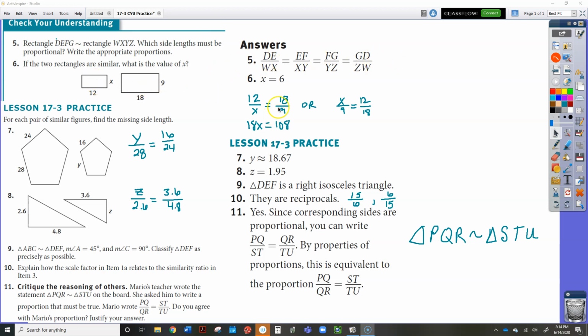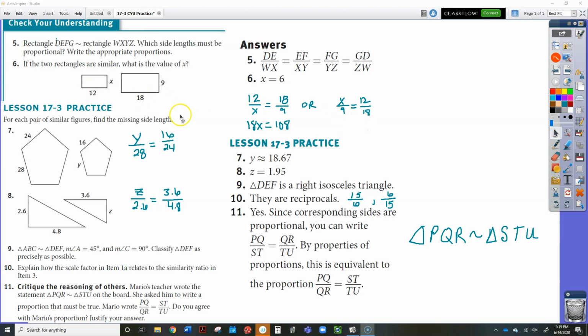This one right here, there's a couple of different proportions that you could have written. You could have taken the 2 sides from the small one, written a ratio, then take the 2 sides from the big one. So 12 over X, or it could have been X over 12. It doesn't matter. But because I put the 12 on top, the 18 has to go on top over here.